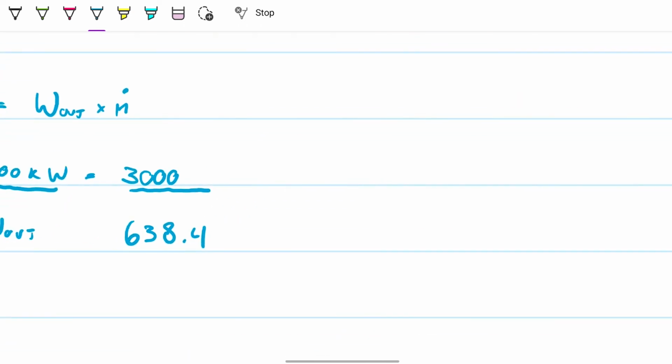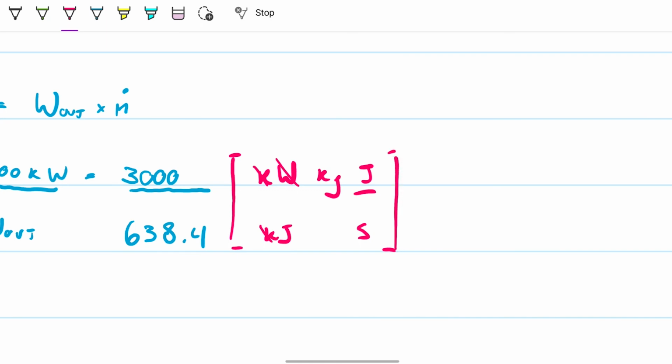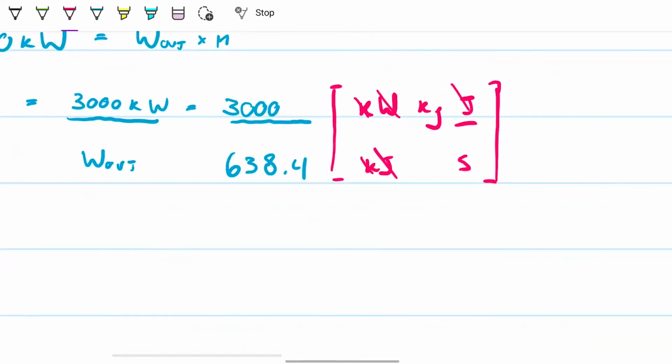Now we just need to ensure that we have the right units. This is kilowatts here, and over here we have kilojoules per kilogram. So kilo and kilo go away. And the watts, I'm going to break into joules per second. That means I can now cancel joules with joules, and I'm left with kilograms per second, which is great, because that's exactly what I'm looking for.